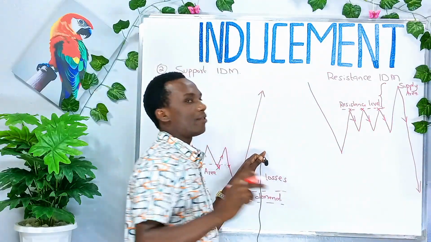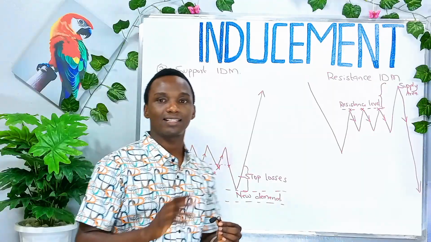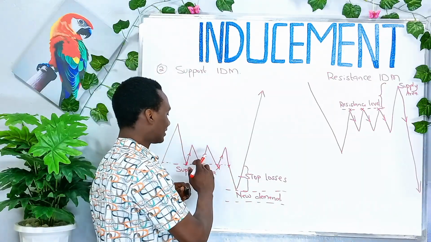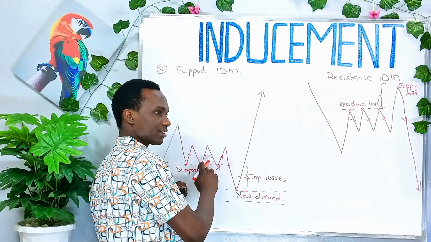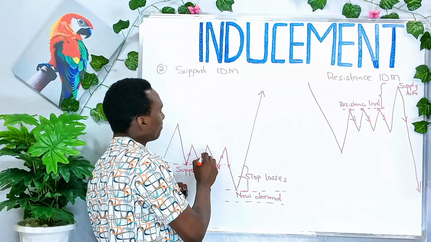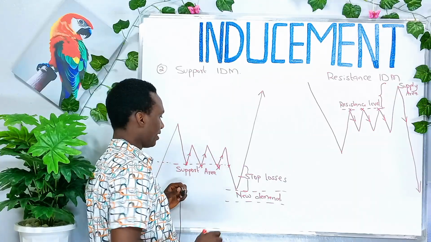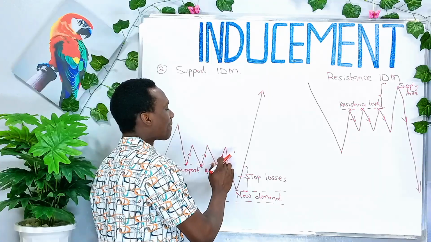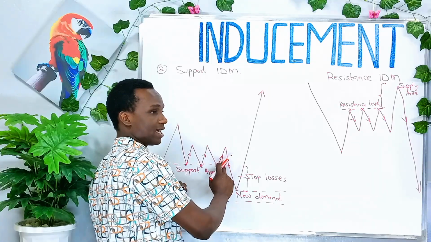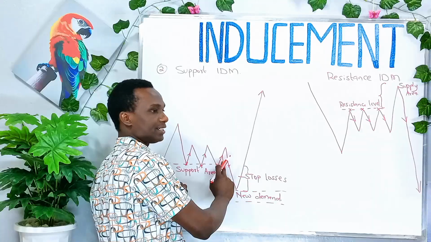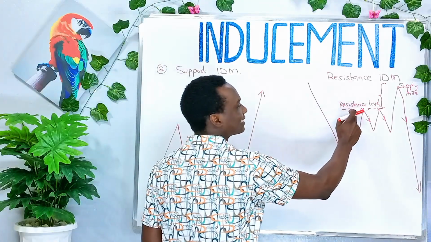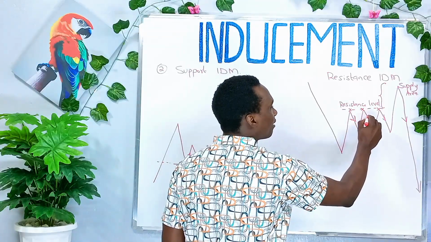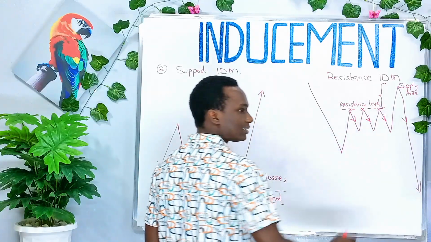So support and resistance is our second type of inducement. When price approaches or reaches this support, you expect it to reverse from there, and you expect it again to reverse from there. So there will be traders taking some premature buying positions from these areas. On the other hand, when price approaches these resistance levels, you expect the price to go down from this area and from that area.